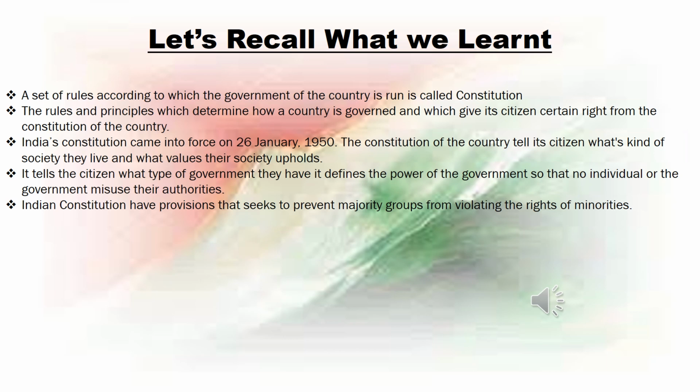The constitution of the country tells its citizens what kind of society they live in and what values their society upholds. It tells the citizens what type of government they have. It defines the power of the government so that no individual or the government misuses their authority. The Indian constitution has provisions that seek to prevent majority groups from violating the rights of minorities.